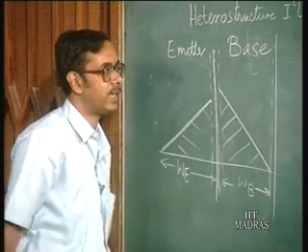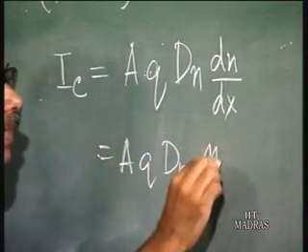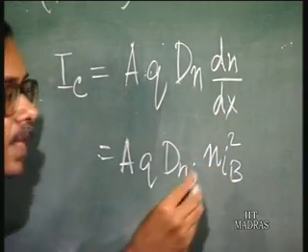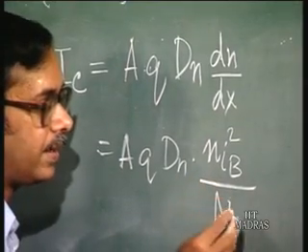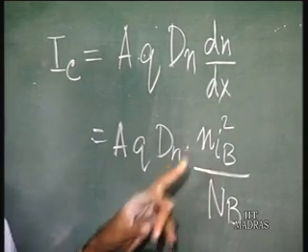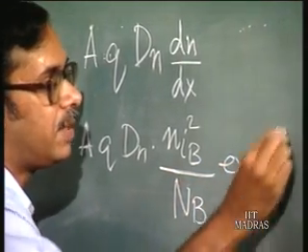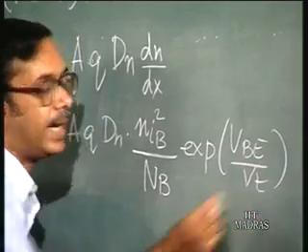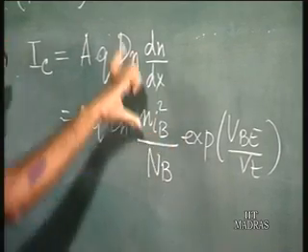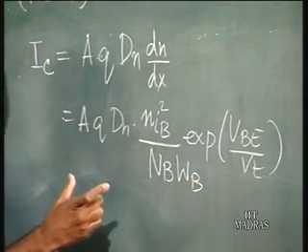So, the height of the triangle is going to be given by AQ DN. So, the height of the triangle is Ni squared, Ni, I write B here because it is in the base region, Ni squared by the doping in the base. What is Ni squared by NB is the minority carrier concentration at thermal equilibrium, into exponential VBE by VT. That is the value at the depletion region edge, on the emitter base junction depletion edge. So, this is the height of the triangle, and the base is WB, which is the base of the triangle. So, that is dN/dx.